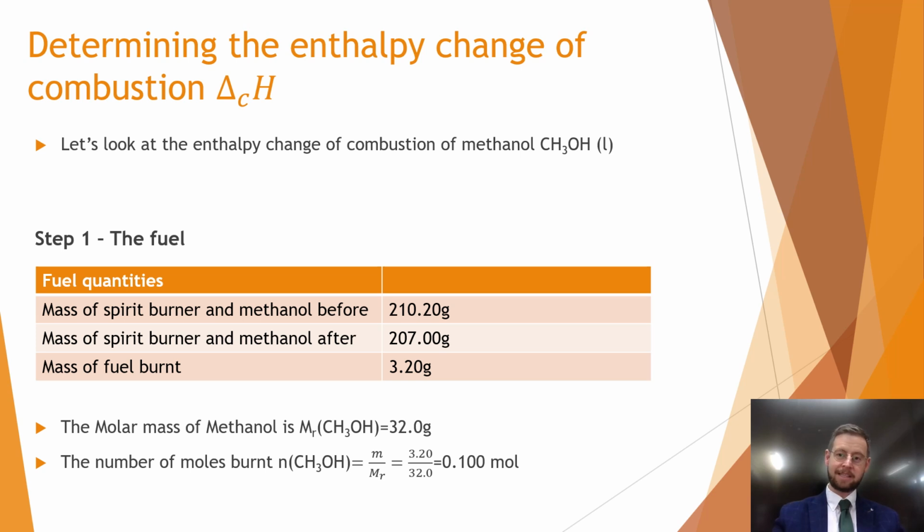So let's take a look at this example. We've got a methanol burner, and what we know is some information about the fuel. That's the first thing we're going to look at. We measured the mass of the spirit burner and the methanol before and after, and we found there was a 3.2 gram usage of methanol. So that's how much fuel has burned. And so because the molar mass of methanol is 32, 3.2 grams being burnt means that we have burnt 0.1 mole. Isn't that convenient? Right, on to the next step.